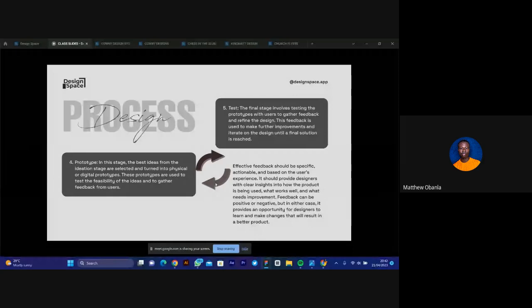Here I said effective feedback should be specific, actionable, and based on the user's experience. It should provide designers with clear insight into how the product is being used, what works well, and what needs improvement. Like I said, feedback can be positive or negative, but in either case, it provides an opportunity for designers to learn and make changes that will result in a better product. So if you don't get feedback, they will not know how to improve their products.